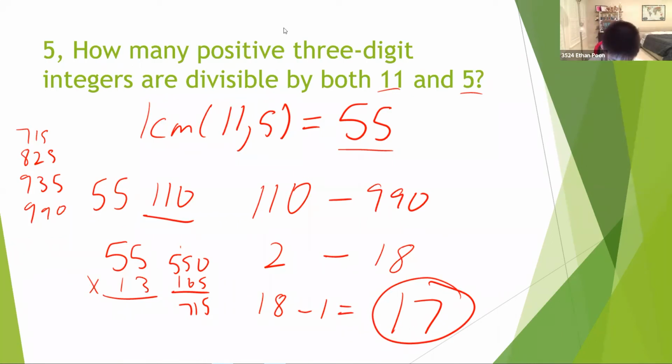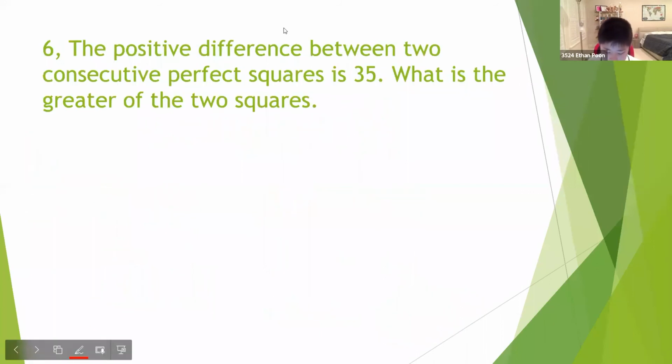So I'm going to be moving on. For number 6, the positive difference between two consecutive perfect squares is 35. What is the greater of the two squares? So I'm going to give you a few moments for this one.